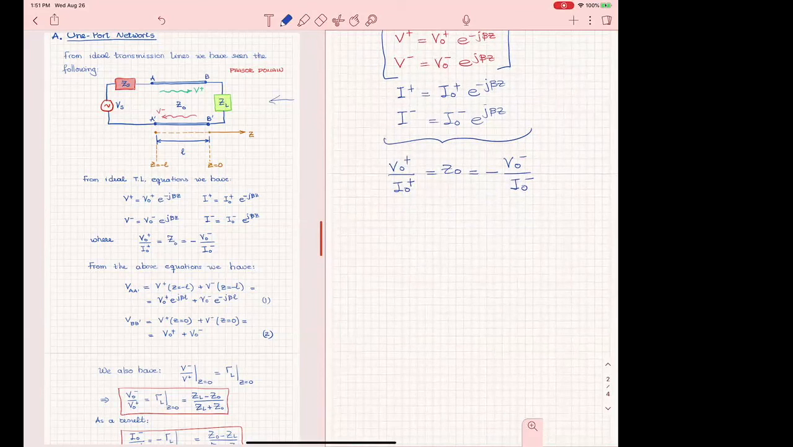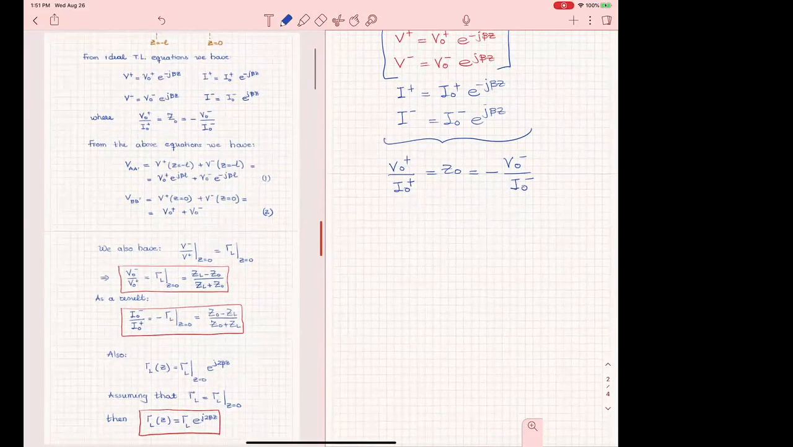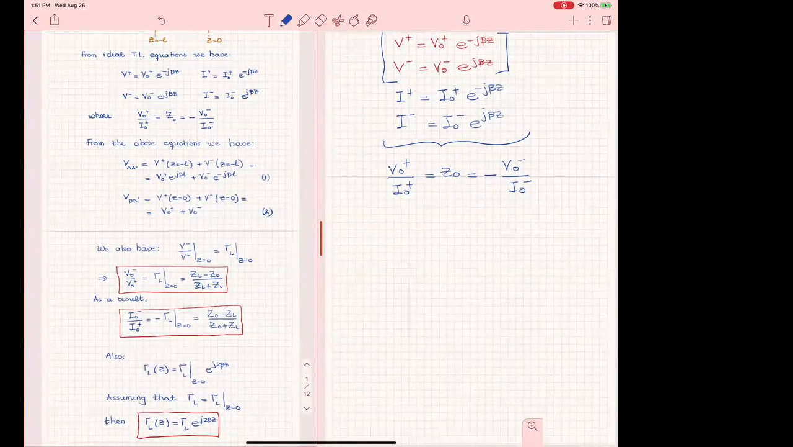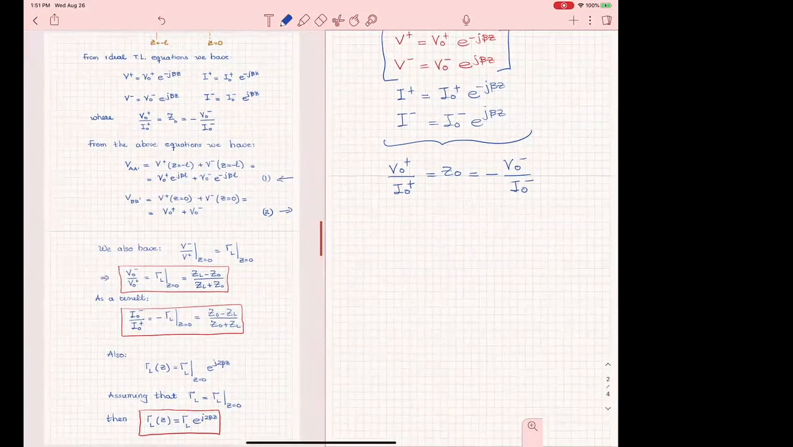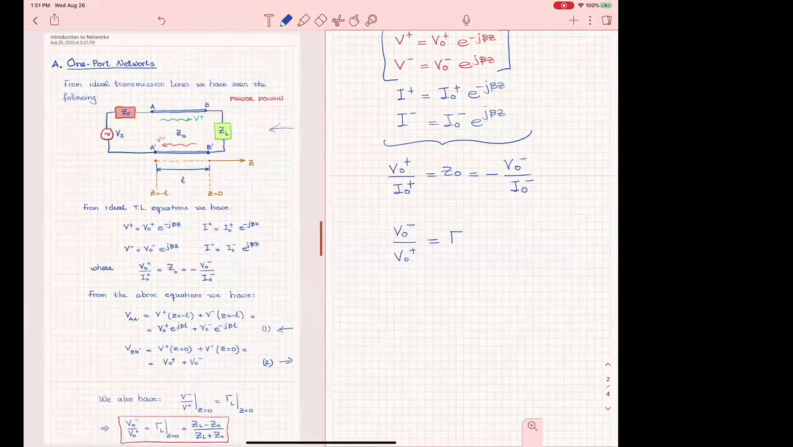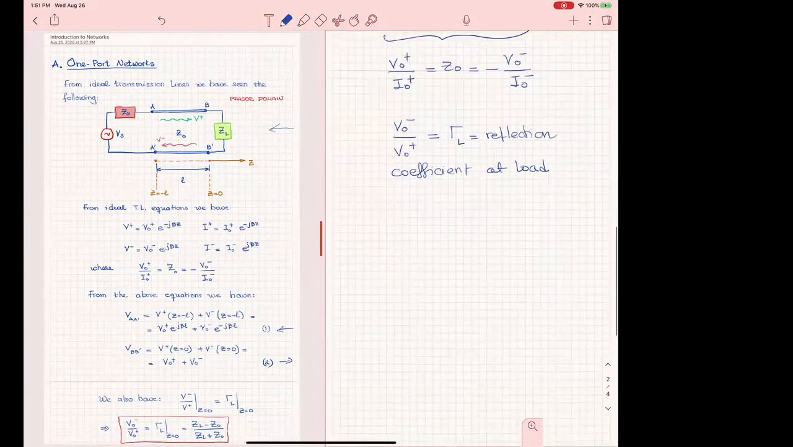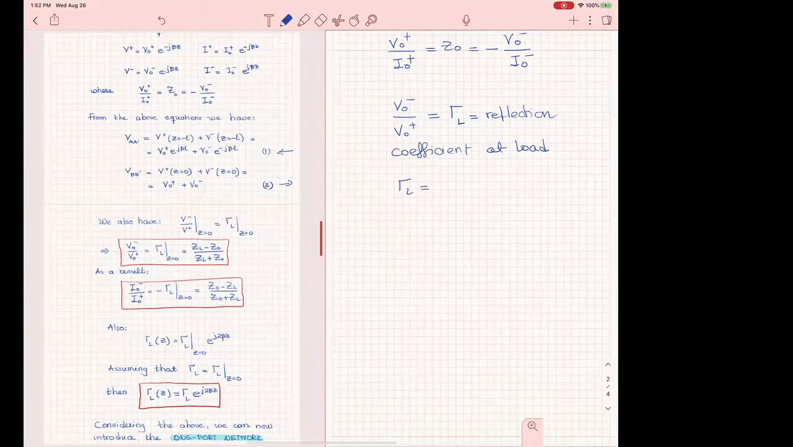And then by following those derivations that you see on the left, equations 1 and 2, we found that there is an important relationship between V0 minus and V0 plus, and this is nothing else but what we call the reflection coefficient, gamma sub L, which is the reflection coefficient at the load. And then we found at the time that gamma L equals ZL minus Z naught over ZL plus Z naught.